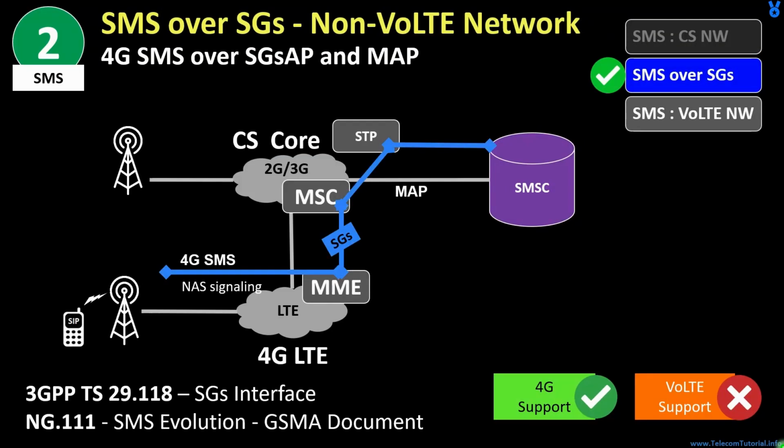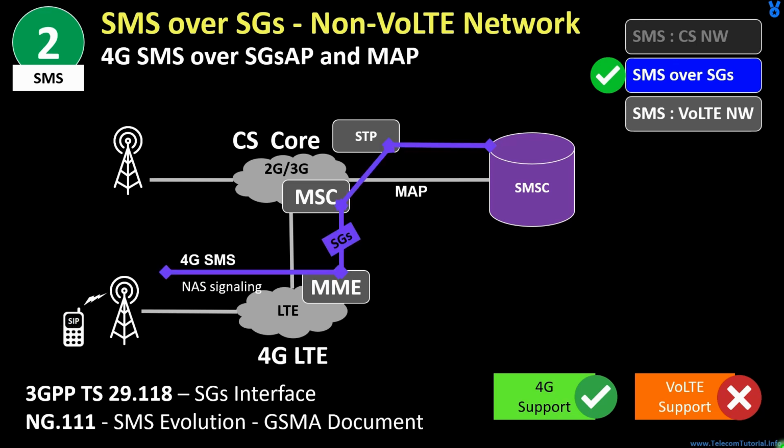Now this one is interesting. SMS over SGS service. There are two main ways how SMS is carried over LTE or 4G network. We are going to discuss the SMS over SGS method, which is used in the non-VoLTE 4G network here. This is also called SMS over signaling gateway, which is SGS.